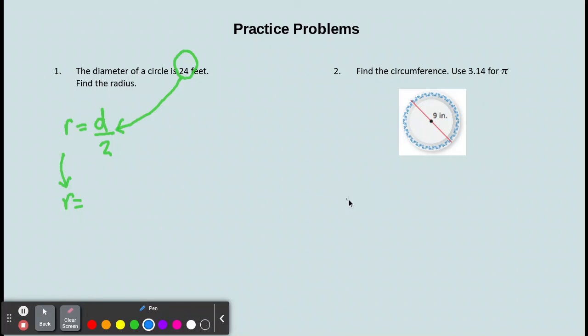It says here, find the circumference, use 3.14 for pi. Now remember, for circumference, one of the formulas was circumference equals pi d, right? We're given the diameter here, so that's the one we're going to use. And we simply do pi times 9. And they told us what to use for pi. So then you should be able to calculate your circumference. And that is the end of 9.1.